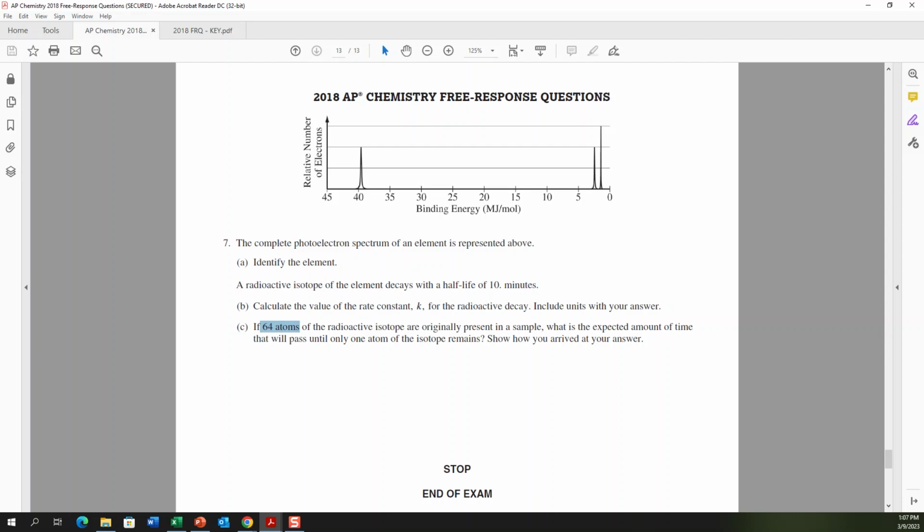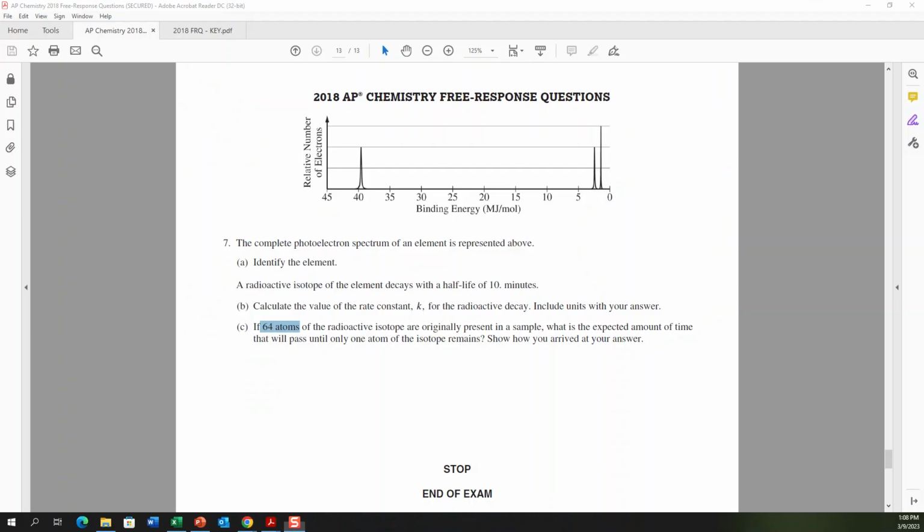So, you could just be sitting there going, all right, 64 divided by 2 is 32. That's 1 half-life. Divided by 2 is 16. Divided by 2 is 8. Divided by 2 is 4. So 1 half-life, we go 64 to 32. 32 to 16, 16 to 8, 8 to 4, 4 to 2, 2 to 1. So 6 half-lives will occur to go from 64 atoms to 1 atom, and 10 minutes per half-life, so 60 minutes. All right, so that's pretty easy.